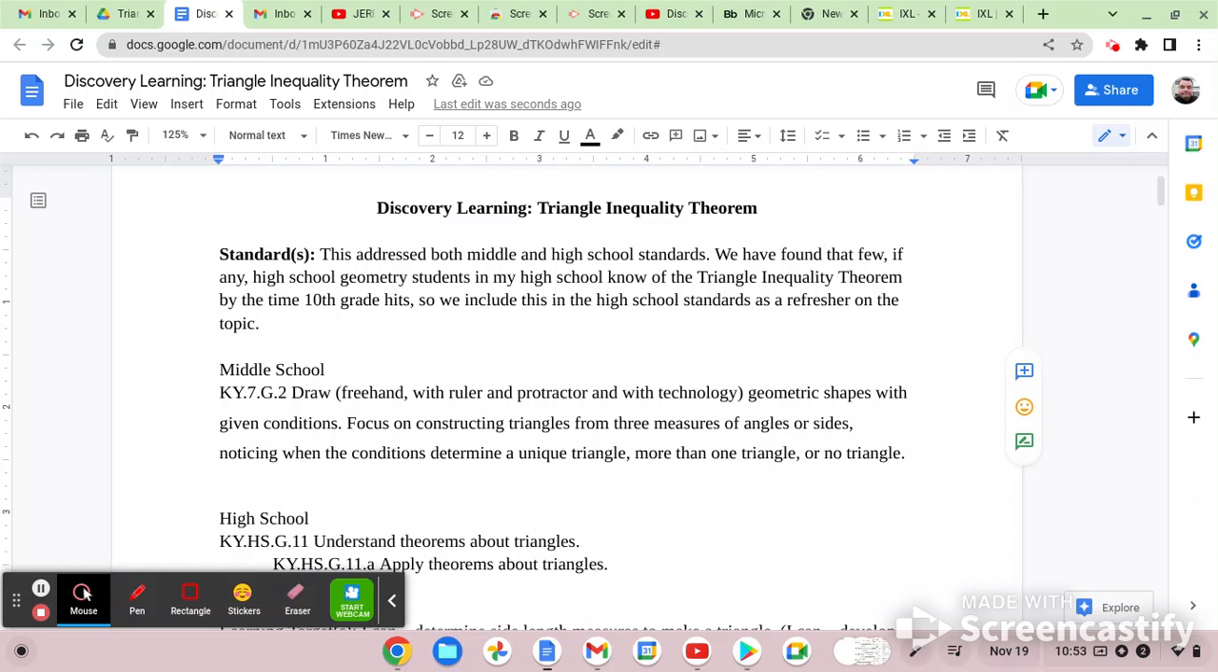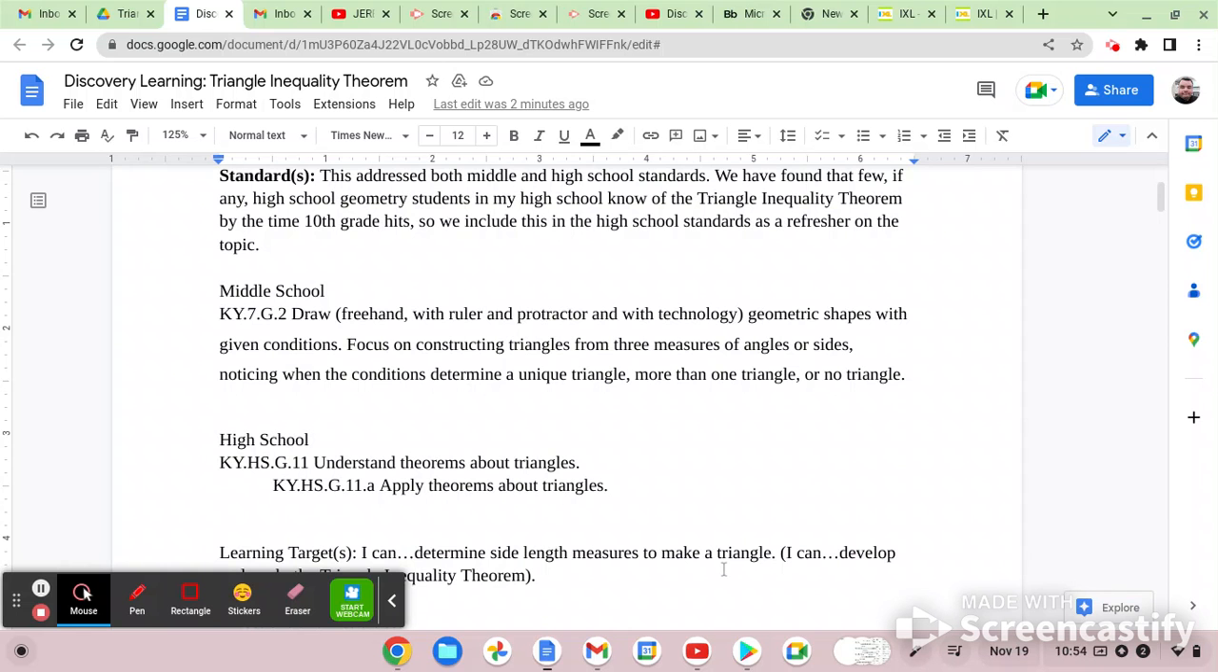And this actually comes into play. The triangle inequality theorem starts in middle school in seventh grade, but we have found many of our students do not recall that by the time they're in 10th grade. So this is something that we remediate on to actually get to the high school standard of just being able to use theorems, understand and apply them.